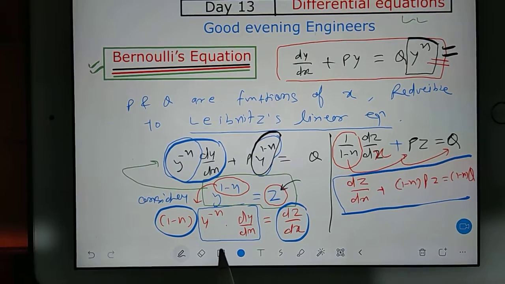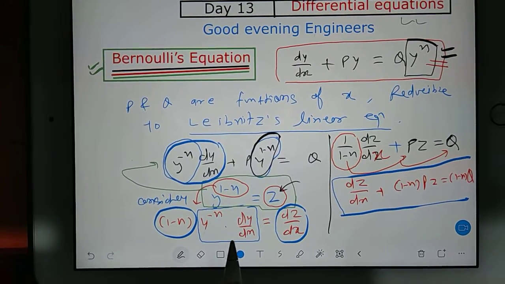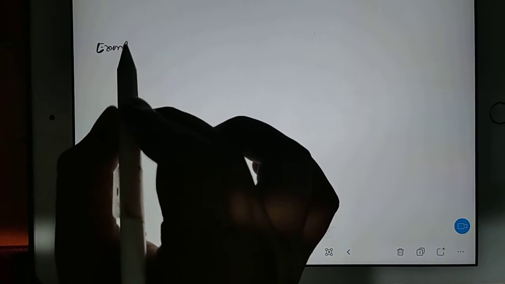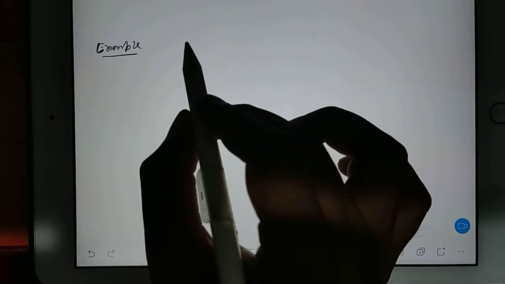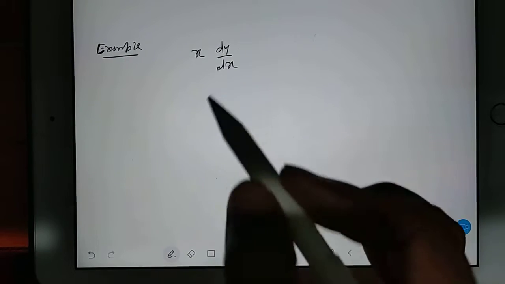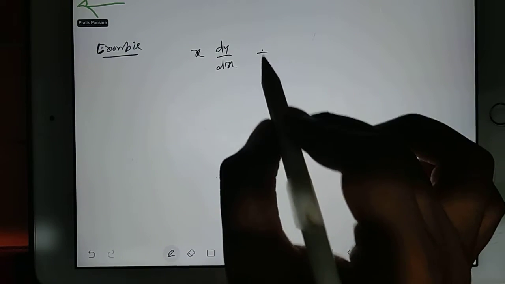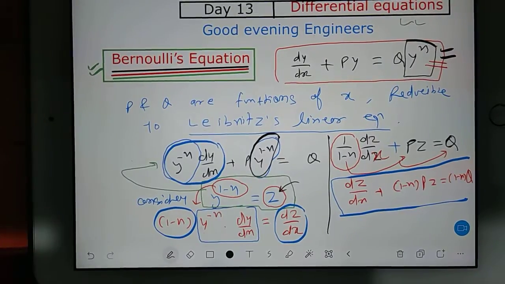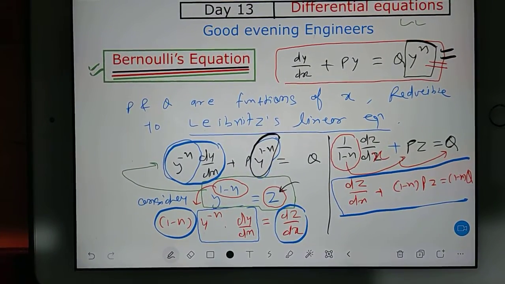Now after that, you know what the procedure to solve is. So I will take one numerical so that you will be comfortable with this format. Take down the numerical. As an example, suppose you have x dy by dx plus y. Okay, I'm going back. Take down.